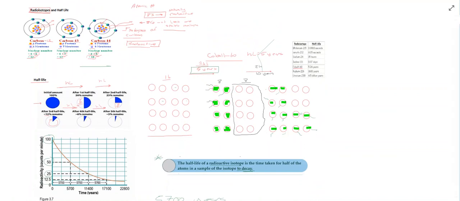And this here is your official definition that you need to know, and this is just the explanation behind it. So that's what we mean.